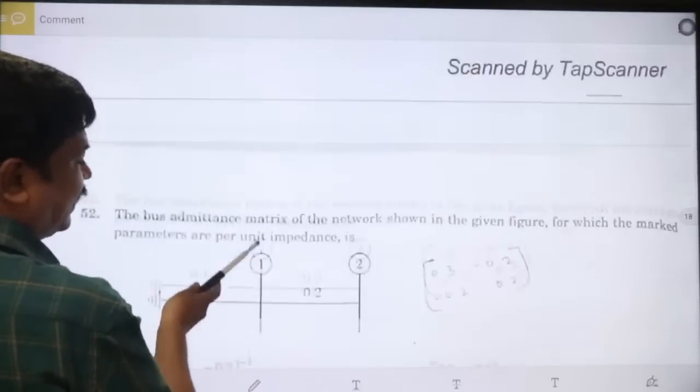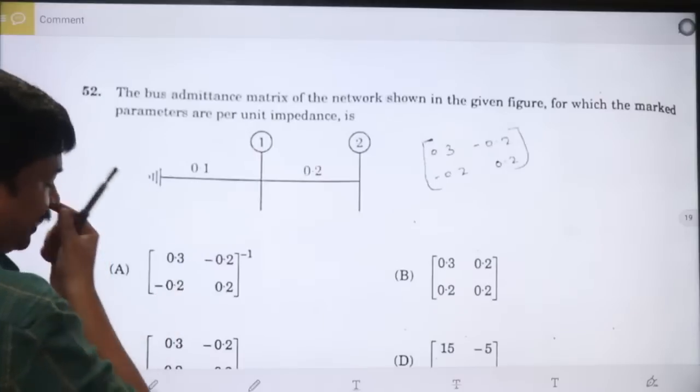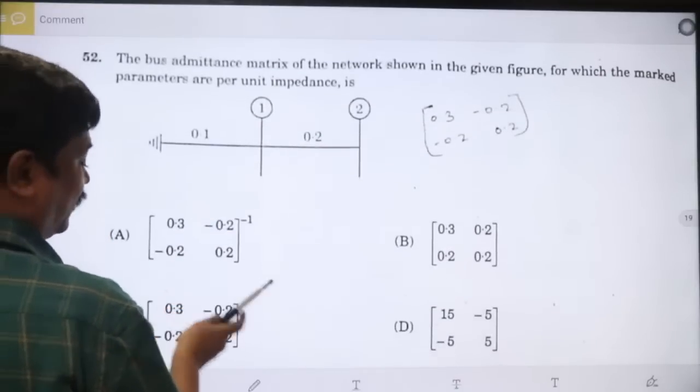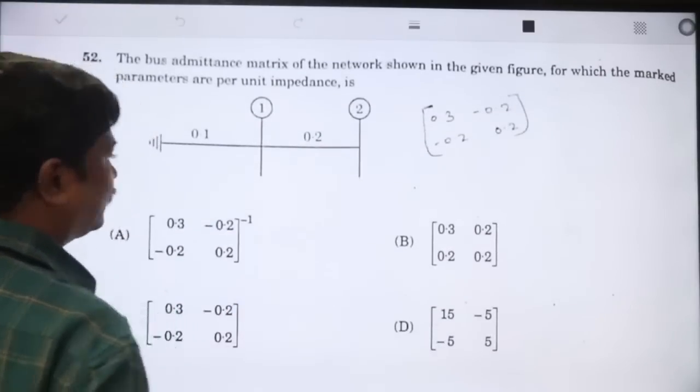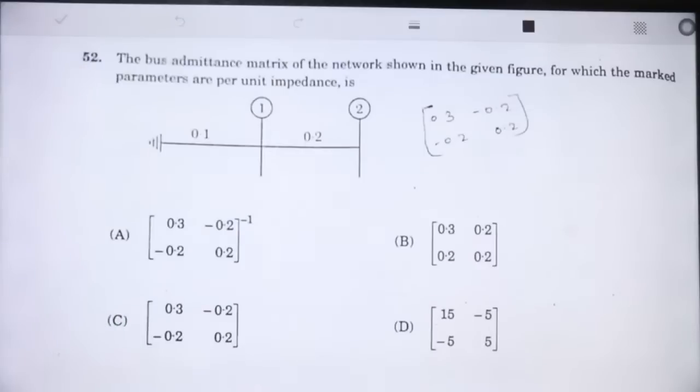Actually that is a little more lengthy problem, may not be a 1 mark question, but anyhow that may be a 2 marks question. Such types of questions will be consuming more time.